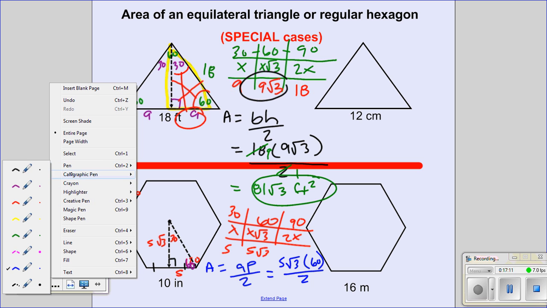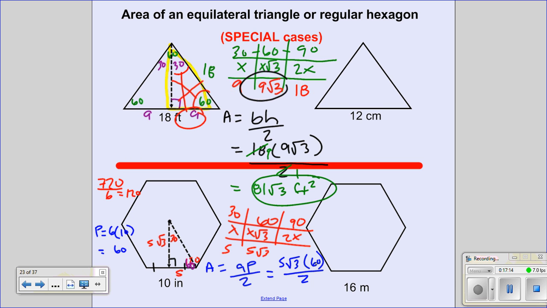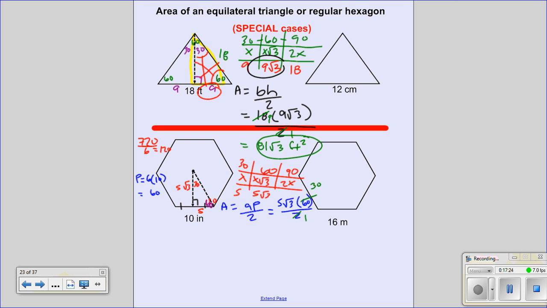Since 60 is even, I can divide it by 2 right away and get 30. So now I just need to multiply 30 with 5, again leaving the root alone. So you would get 150 root 3 inches squared as the area of that regular hexagon.